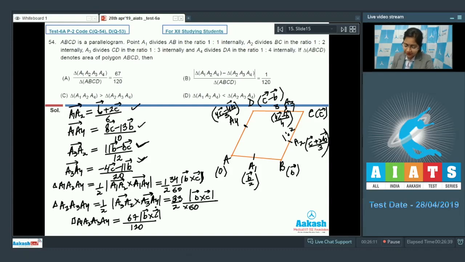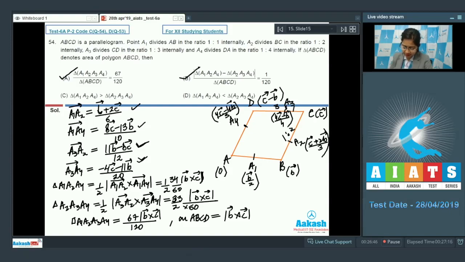Now we have to find the area of ABCD also. Now the area of ABCD will be equal to AB vector cross AD vector. So that will be equal to b cross c vector. Now in option A we have to find 67 upon 120 upon 1. So this is correct. Option B, we have to find A1A2A4 minus A2A3A4. That will be 1 upon 120 upon 1. So this is also correct.